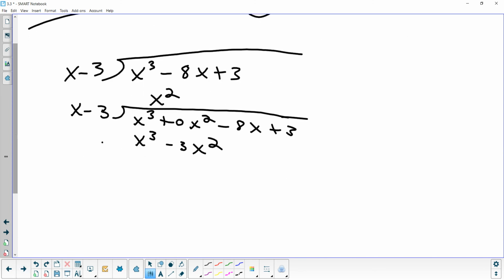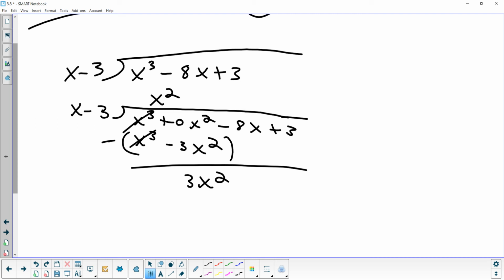So let's do that. And Kiana, if I subtract x cubed minus x cubed, what happens? They cancel out. And what's 0x squared minus 3x squared? Can I change those to positive so it would be like 3x squared? Yep. So 0 plus 3x squared is what it becomes. And that's what we get when we subtract.